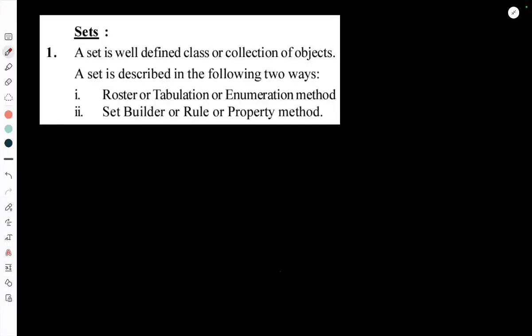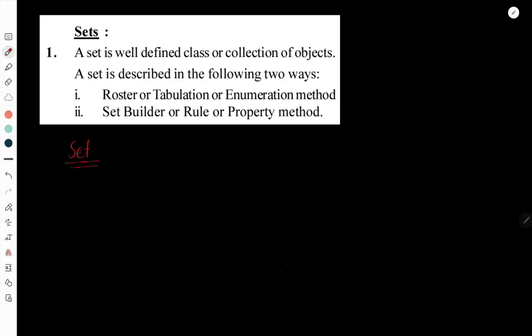So today's topic is sets. Sets and relations will be covered here. In this one, actually, we will start directly. I think there is not much that is new in this one.